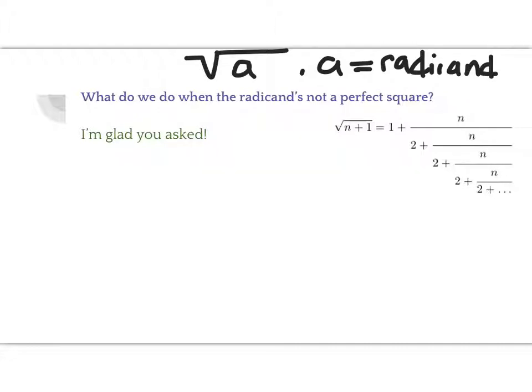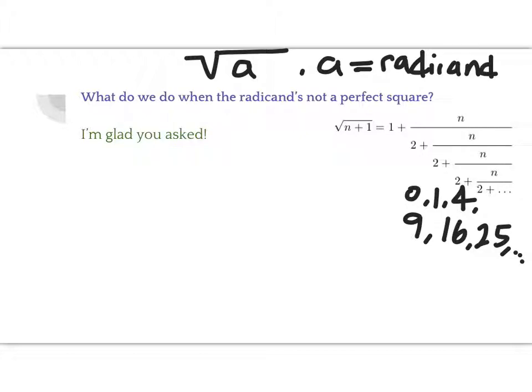So let's list some perfect squares. 0 times 0 is 0. 1 times 1 is 1. 2 times 2 is 4. 3 times 3 is 9. 4 times 4 is 16. 5 times 5 is 25. And so on.